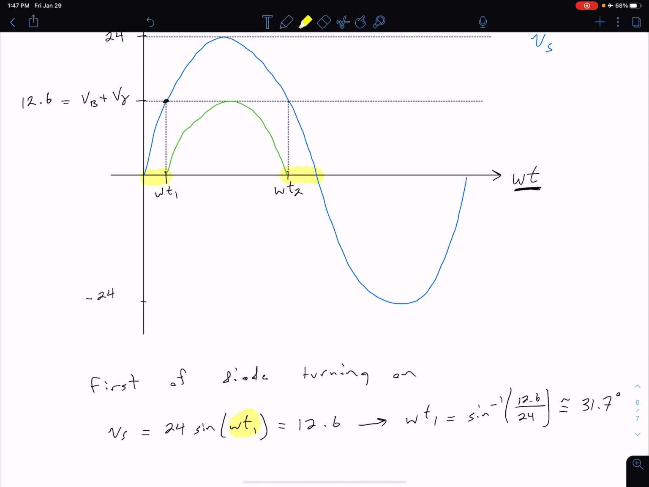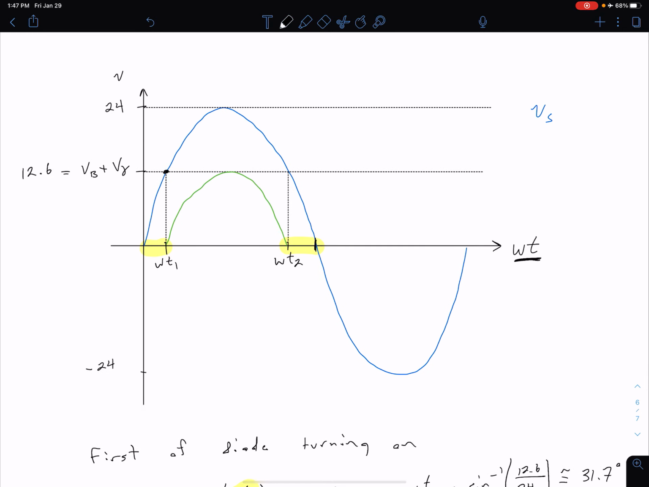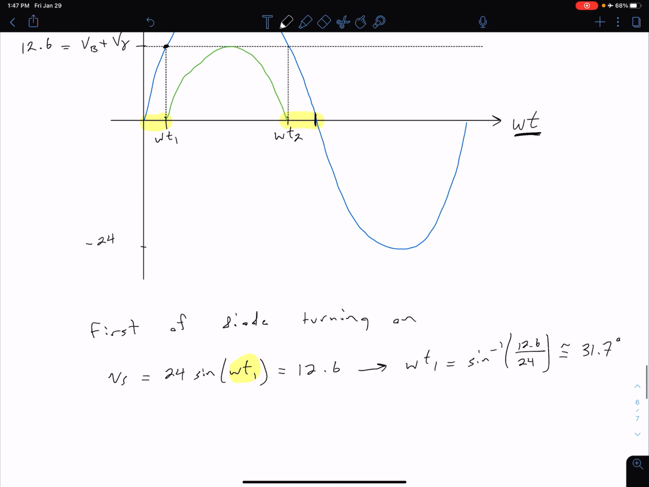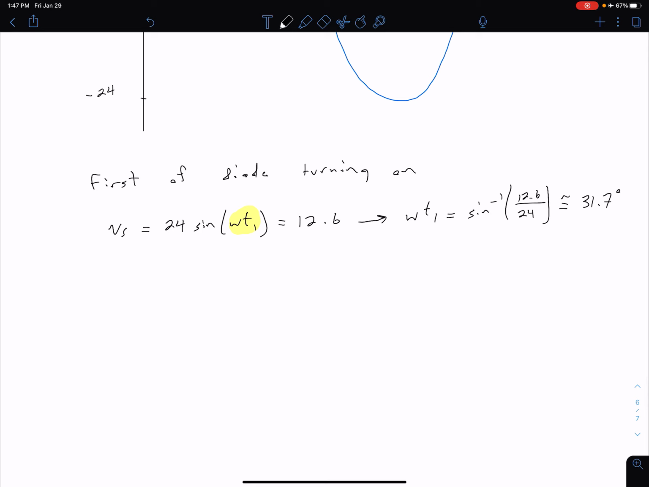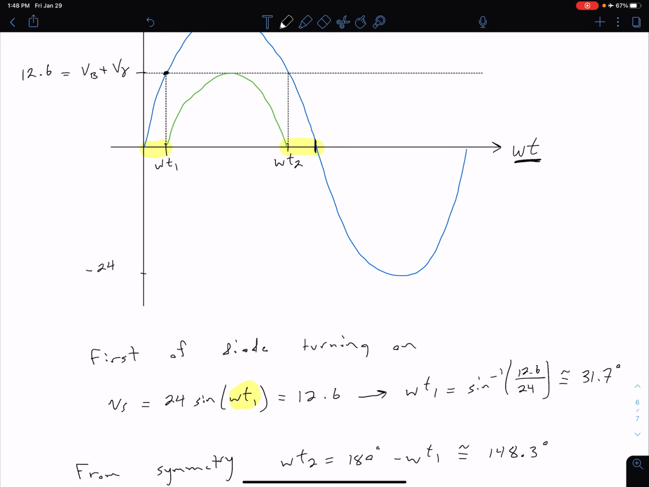Now, what we can say is from symmetry, the distance between omega t1 and this 0 point and omega t2 and this 180 point is the same. And of course, at this middle intersection here, we know that's where our argument of sine is 180. So we can say from symmetry, we have that omega t2 is just equal to 180 degrees minus omega t1. And so that is approximately equal to 148.3 degrees.